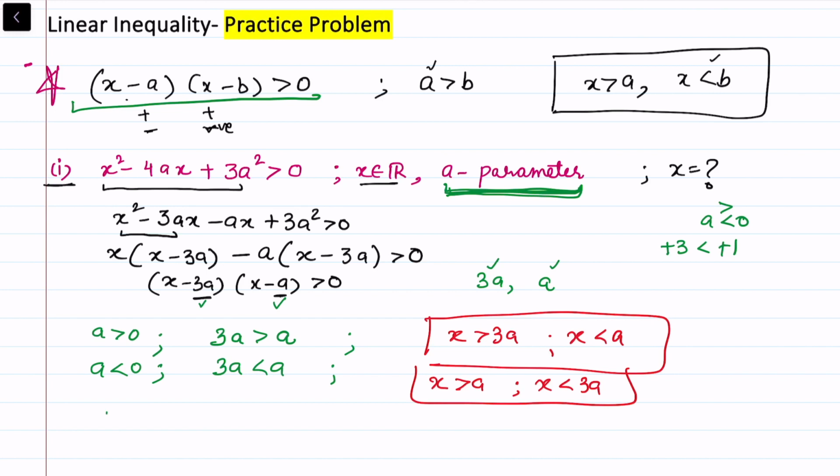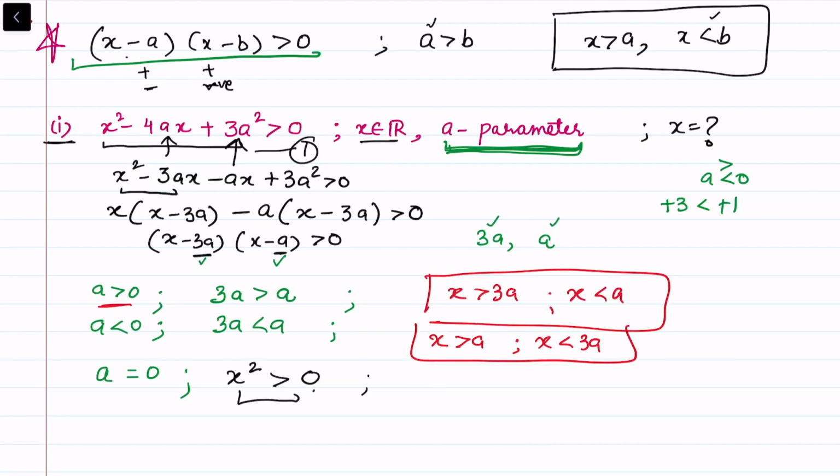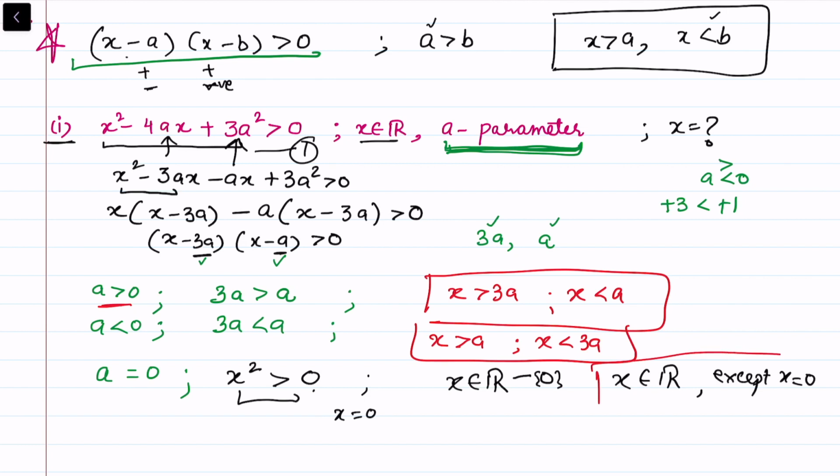The third possibility is that a is equal to 0. If a is equal to 0, from the given statement itself, the question is now x square greater than 0, because a is 0, so this term is gone and this term is gone. Now x square is always greater than 0 except when x is equal to 0, because if x is 0, then the square of that quantity is also 0. So x belongs to real minus 0. You can subtract this 0, or you can say x belongs to real except x equal to 0. So that is the third case solution. So we got these three solutions for problem number 1.